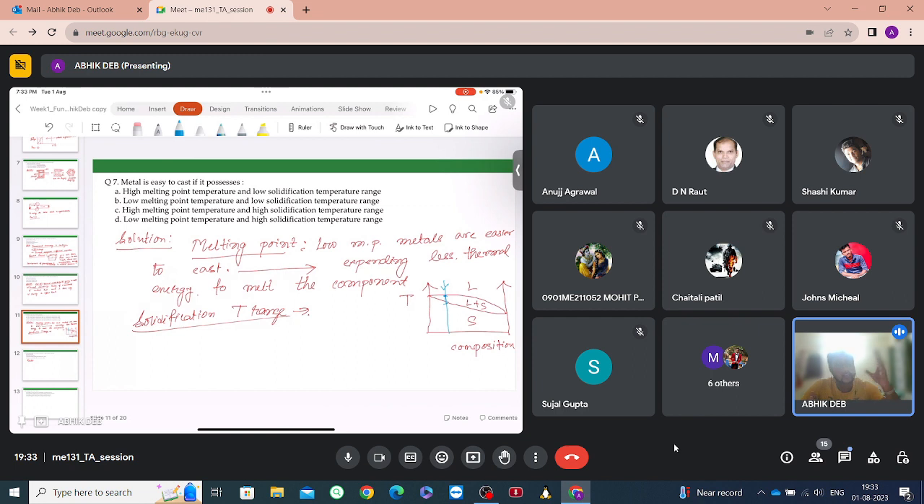So what happens is that the higher this range is, as the solidification progresses, nickel, which is less soluble in the solid phase than in the liquid phase, will get rejected to the liquid phase. Suppose this has solidified, and this is the liquid region. Now, the solubility of nickel is less in the solid than in the liquid. So it is less soluble here.